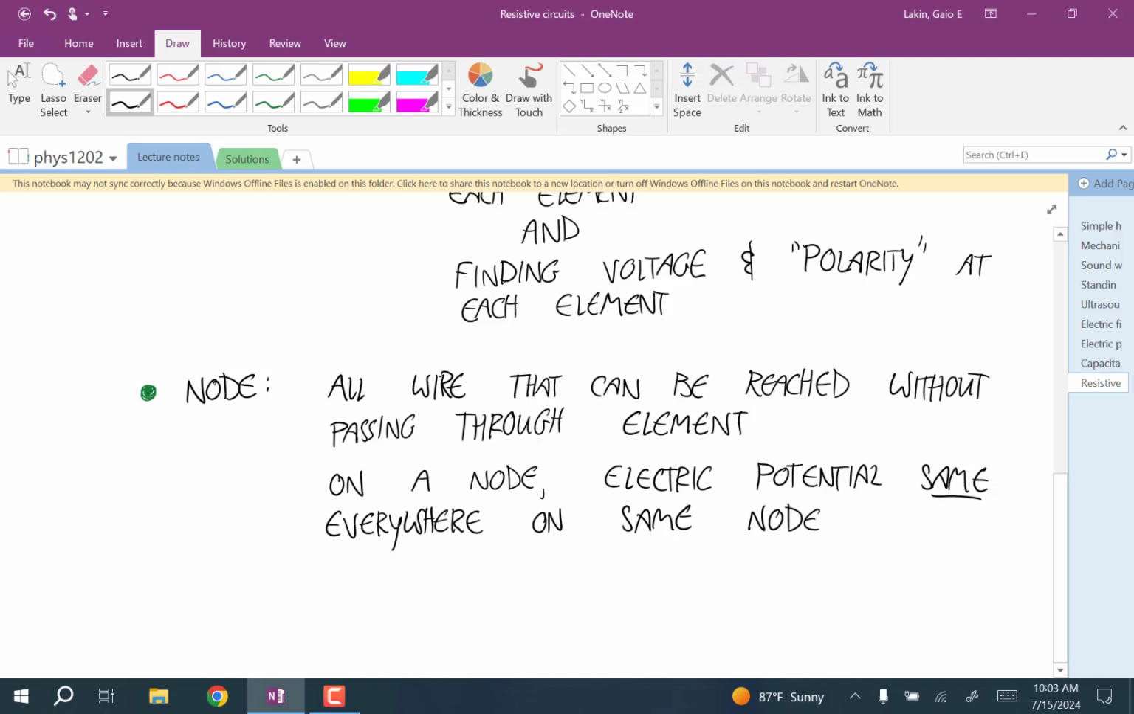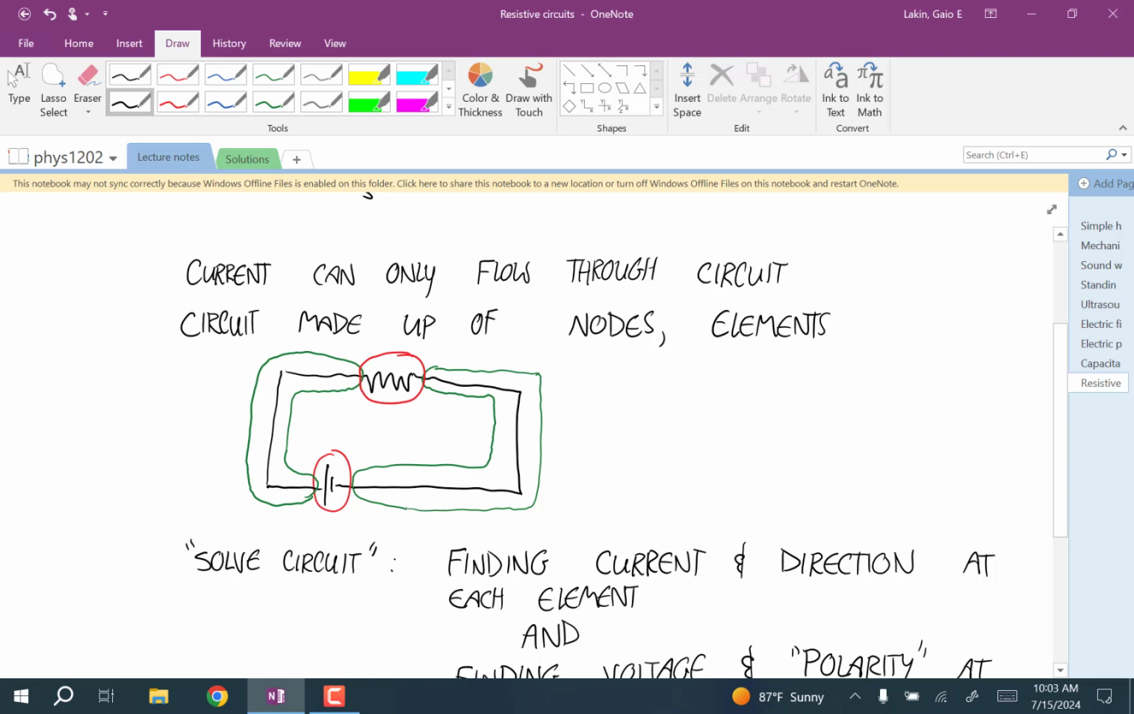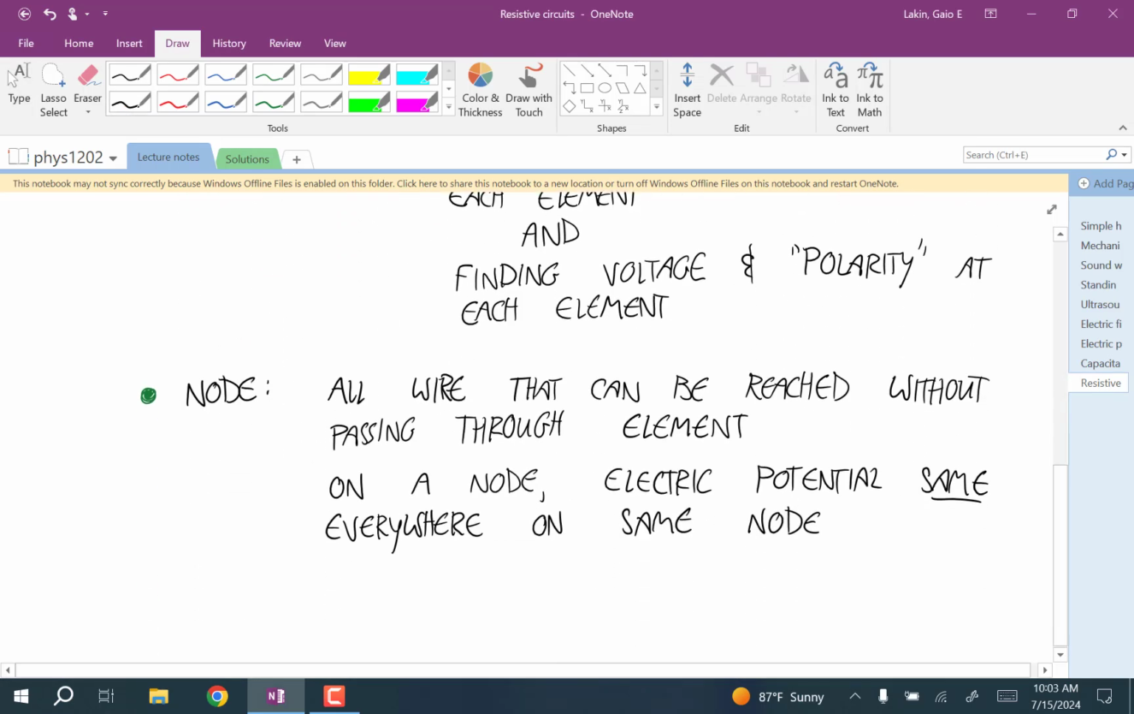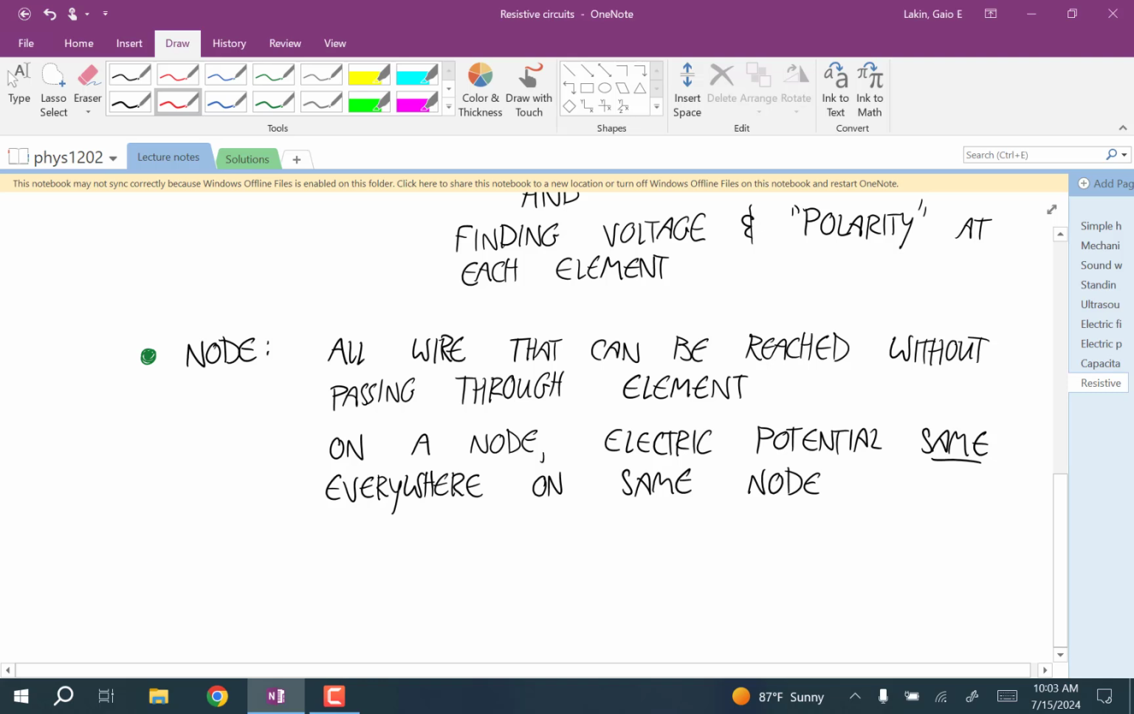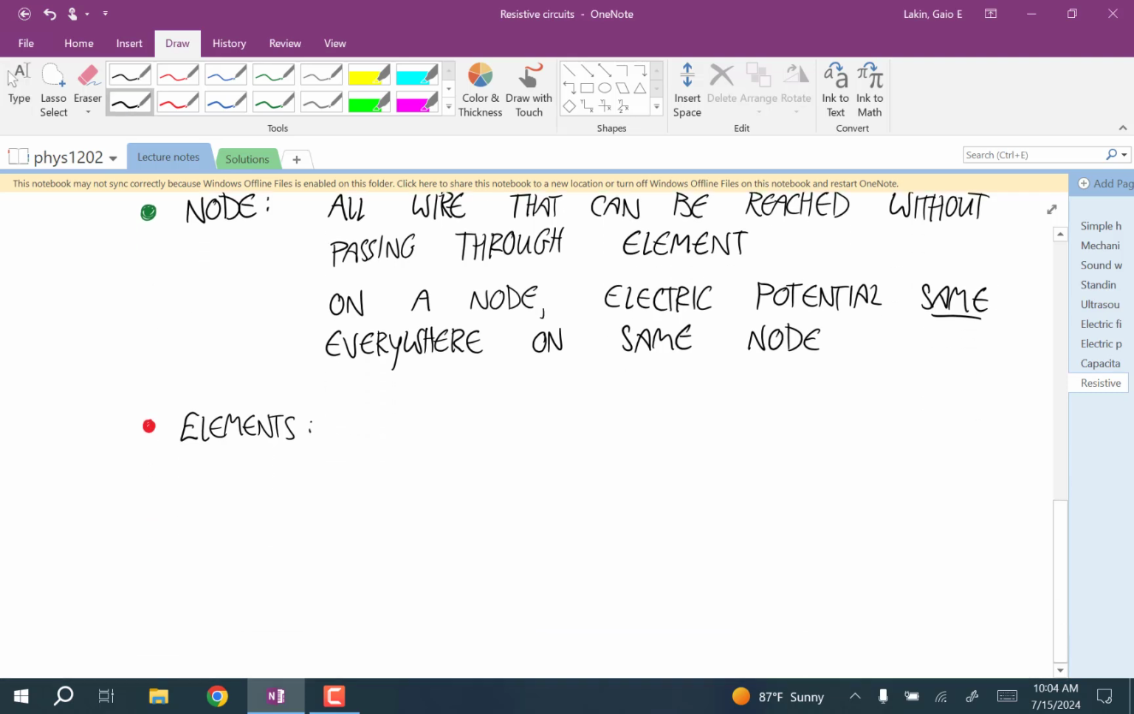So if you're on a single node and you put a voltmeter to measure voltage, to measure a difference in electric potential, at any two points on the wire in a single node, that voltmeter would read 0 because those electric potentials are the same, and so the electric potential difference is 0. The voltage is 0. And then the red are the elements. Those are the things where we want to find the current and the voltage with the directions.